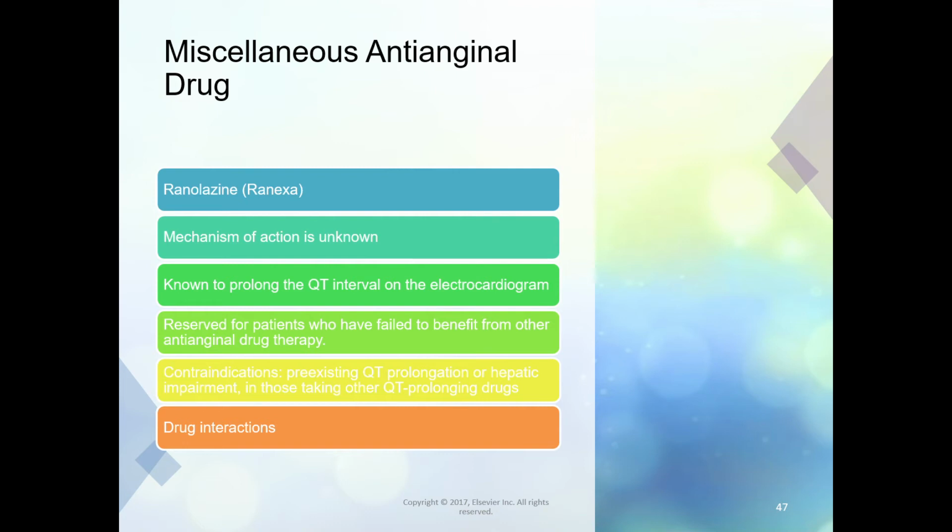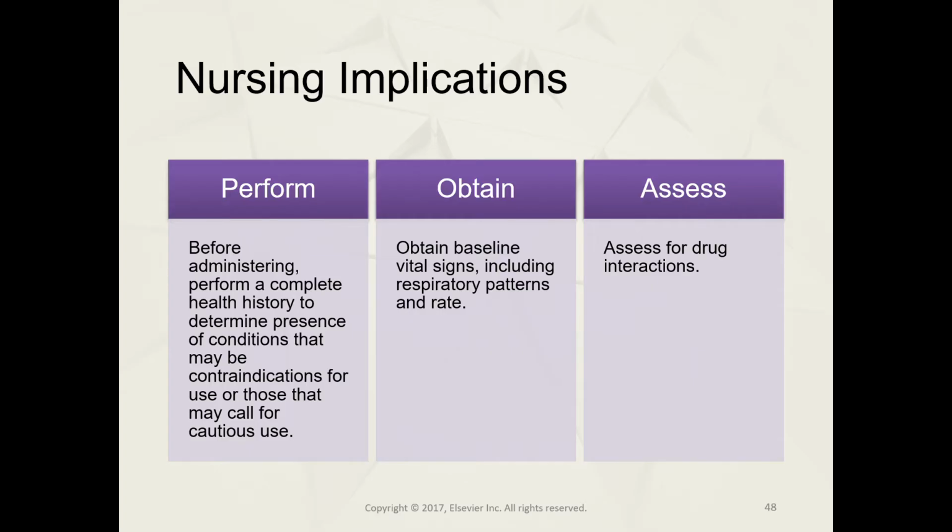Who should not be getting Ranexa? Well, if they have any type of heart conduction problem, like a known QT prolongation, a liver problem, or those who are taking QT prolonging drugs like hydroxychloroquine or others of that nature, sotalol, for example. If there's a known drug interaction, obviously we wouldn't give it. So just keep in mind that Ranexa is one of the last choices, and we do want to be careful with it because it has problems.